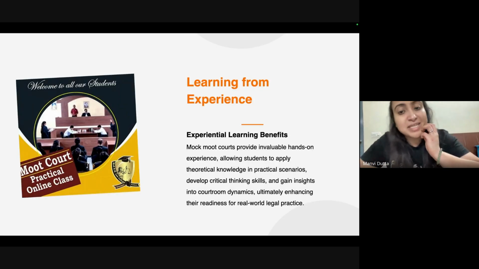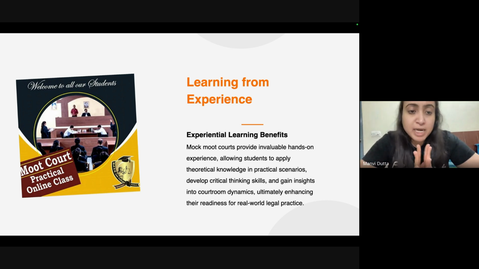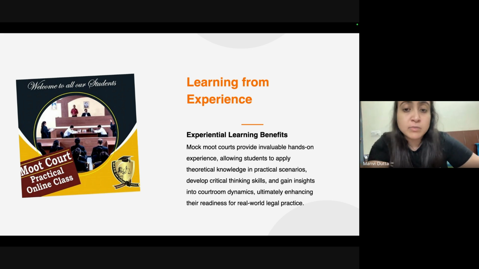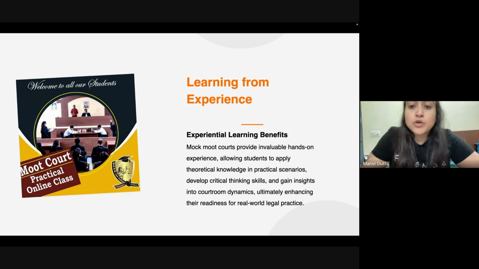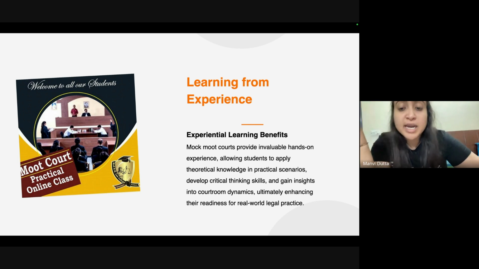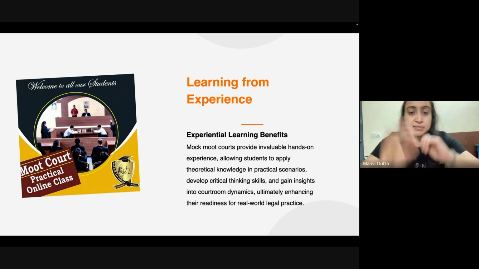Now, learning from the experience, that is, whenever you are participating in a moot court competition, you always learn. It is a learning experience. It is a journey wherein either you gain or you lose. So, if you are losing, then you should always have sportsmanship, a sportsman spirit, that you should always acquire some learnings from that journey, the journey of the moot court competition, and this insight into the courtroom dynamics ultimately enhances your readiness for real world legal practice.